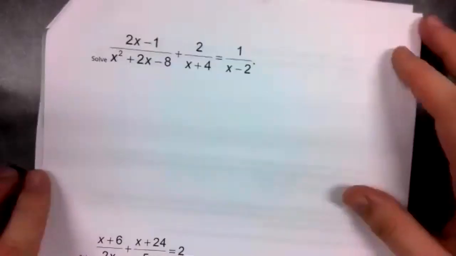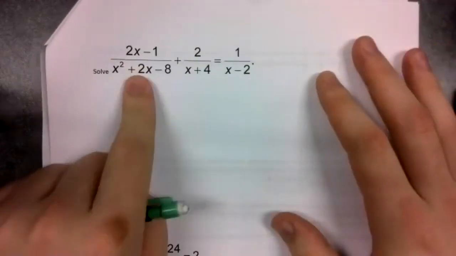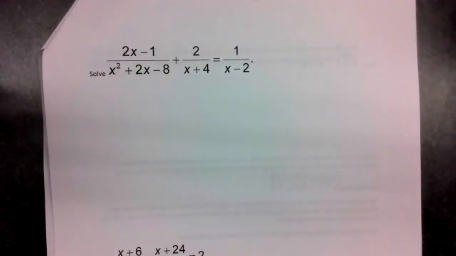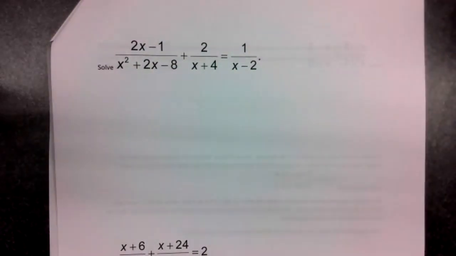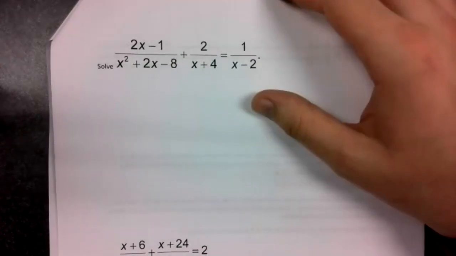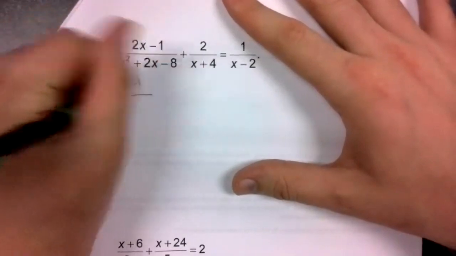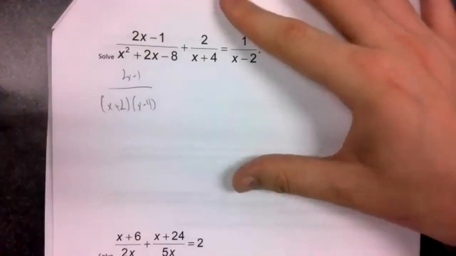So on the next page, this one says we're going to solve this one. So we have an example of a rational equation again. I think what I want to do first is factor this x squared plus 2x minus 8. So what I'm asking here is what multiplies to negative 8 but adds to a positive 2? And in this case, I think it's x plus 4 and x minus 2. So we get 2x minus 1 over x plus 2, x minus 4.